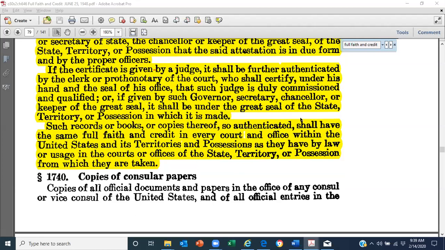Again, by law or usage, two different things, by law or usage in the courts or offices. In the courts or offices. See, it doesn't have to only be the courts, you guys. That's what I've been stressing for the past couple of videos. In the courts or offices of the state, territory, or possession from which they are taken.